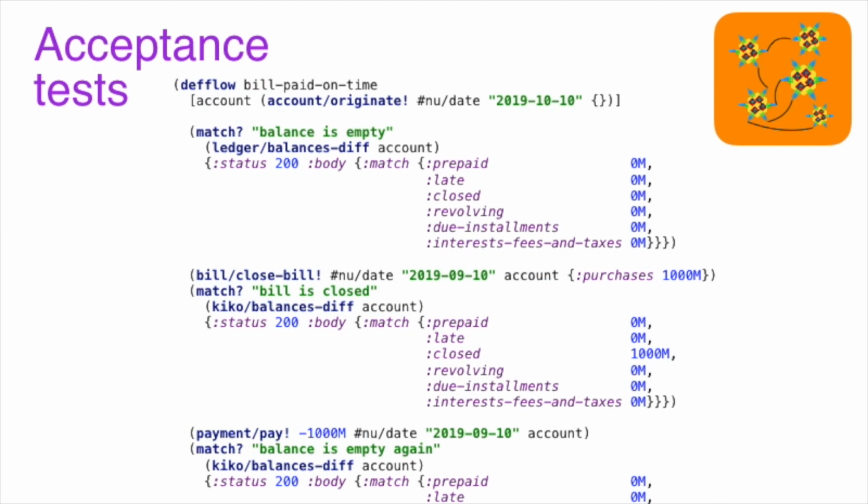And then we can write the same test that we write for the integration, the adapter test that I showed you, with the difference that now I have to specify which service I'm talking about. So when I originate, I'm originating an account on a specific service or on all the services. And when I'm doing this balance diff, it is on the ledger service. When I'm closing the bill, I'm closing the bill on the billing service, and so on.